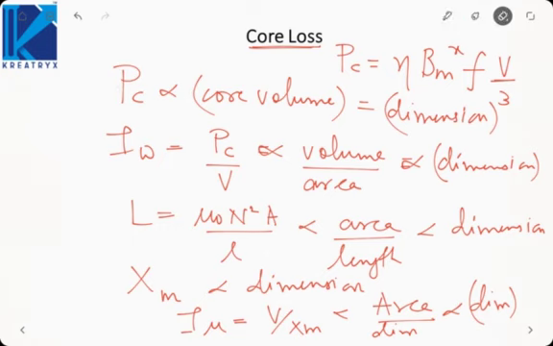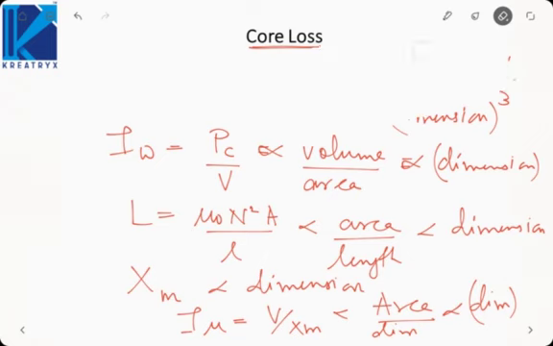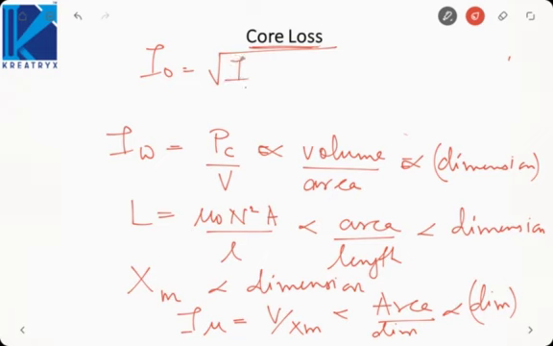Then if we talk about no load current, no load current is under root I mu square plus IW square. It is also proportional to dimension. So as you scale the dimension by 2 times or 3 times, the no load current is also scaled by the same factor. So this is how different quantities in a transformer are related to the dimensions of a transformer.